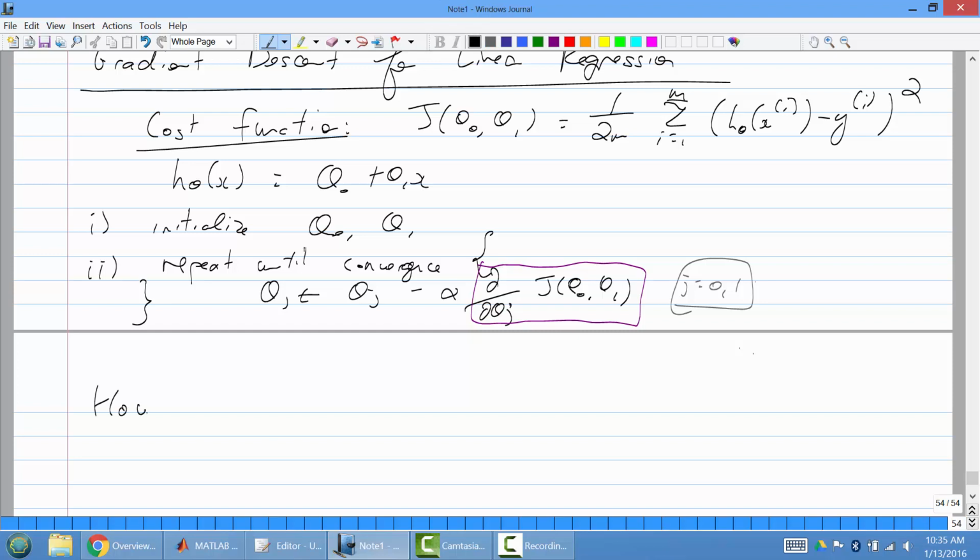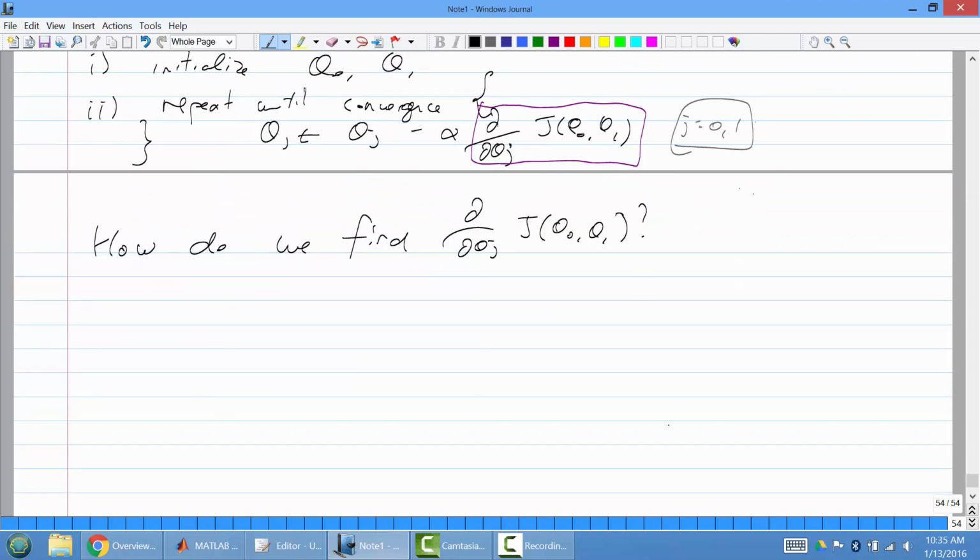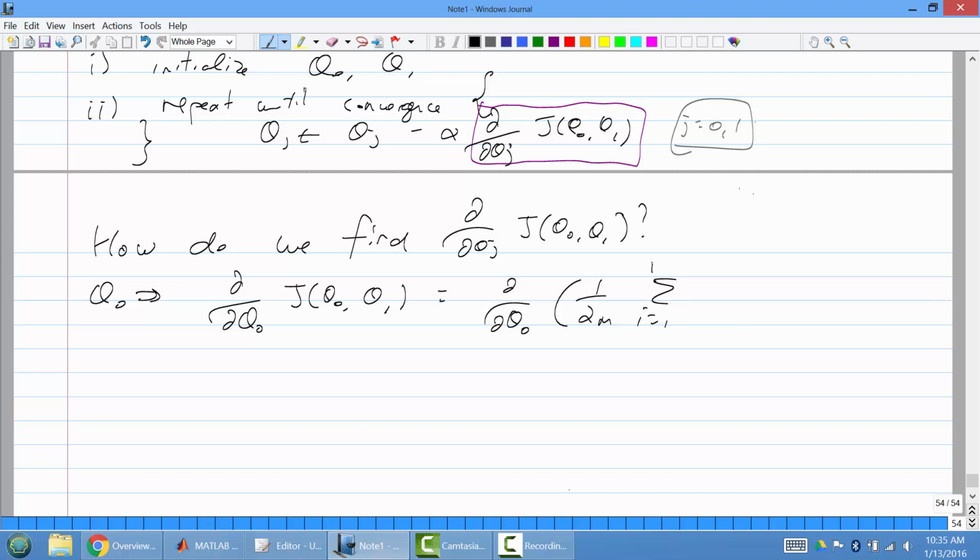So how do we find the derivative term? How do we find this guy right here? Okay, well, let's do it slowly. Let's do it for the first one. So let's do it for theta 0. So I need to find the derivative of this with respect to theta 0. Okay, so this means that I have to differentiate this with respect to theta 0, and then my cost function was what? 1 over 2m, and then summation of 1 to m, and then this stuff, right? Okay, well, that's great. So I need to differentiate this with respect to theta 0.